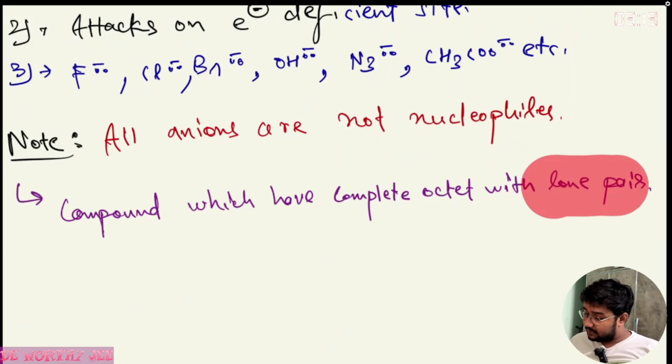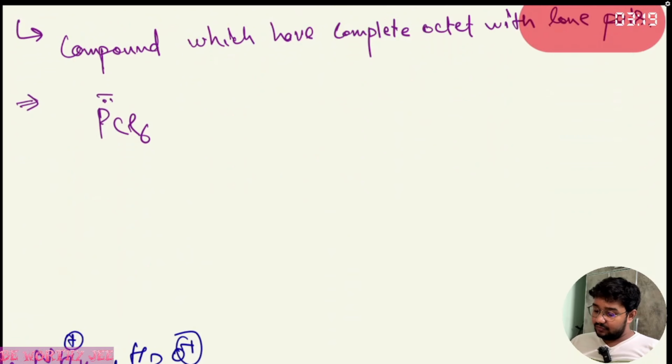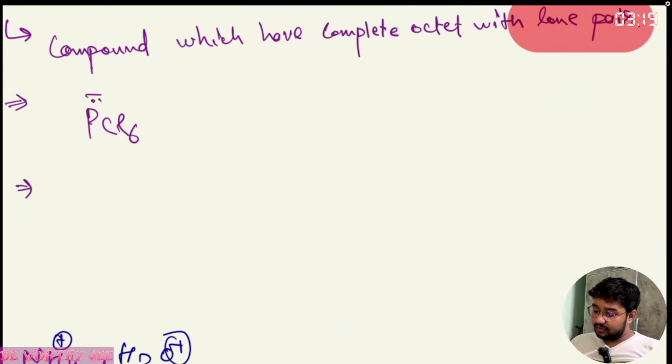Let me highlight it with lone pair. So these are what? Nucleophiles such as PCl6. If you draw the figure of PCl6, PCl5 is neutral, but PCl6 is like what? Negatively charged.